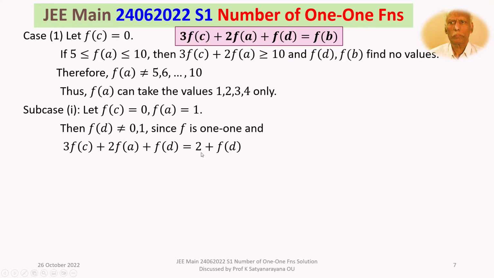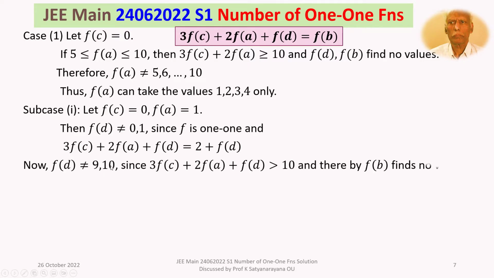If f of D takes the values 9 and 10, this will exceed 10, and thereby f of B finds no value. So f of D cannot take the values 9 and 10. So f of D can take how many values? 7 values. Why 7 values? It cannot take 0 and 1, and it cannot take 9 and 10. So 4 values have gone from the 11-element codomain 0 to 10, and we are left with 7 elements. The remaining values are 2, 3, 4, 5, 6, 7, 8.